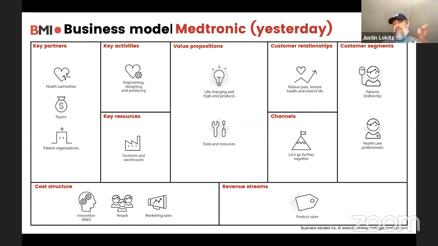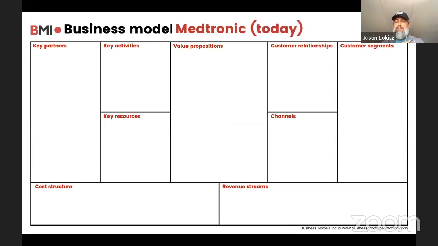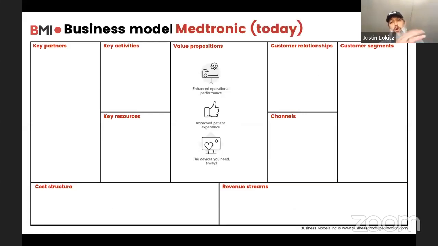And this is a business model canvas that I just spoke through. However, today, it looks very, very different. Today, their value propositions for Medtronic, which has moved into a totally service-centric model for most of its business, is that it promises enhanced operational performance. And so what it doesn't really talk about anymore is selling its products. It says, hey, we can help you operate in your operating rooms and in your recovery rooms more effectively. We can improve patient experiences and make sure you have exactly what you need to do these things.